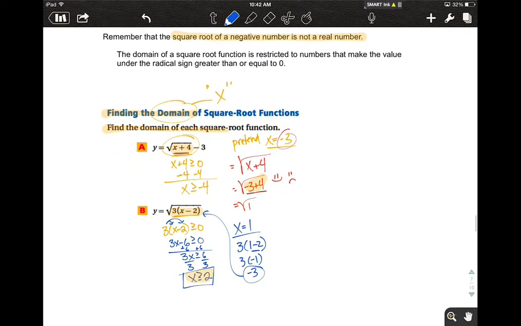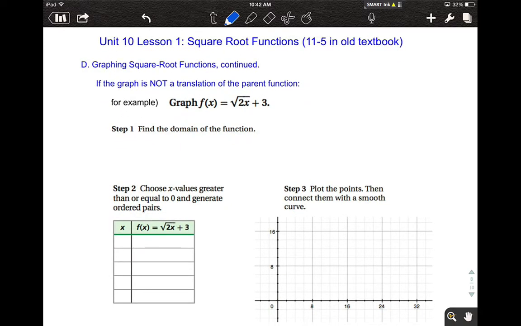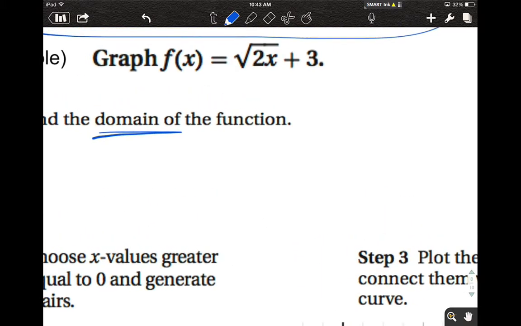Okay, let's keep moving on. Next, we're going to do some graphing. How would I graph this? If it's not a translation of the parent function, we're going to graph in a lot of the same ways that we've always graphed. We're going to pick x values. It's first important to find the domain because you don't want to choose x values that can't be. So let's find the domain real quick first.